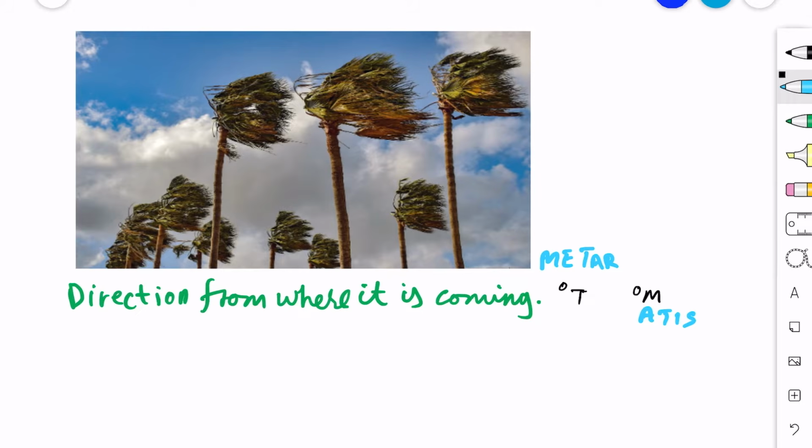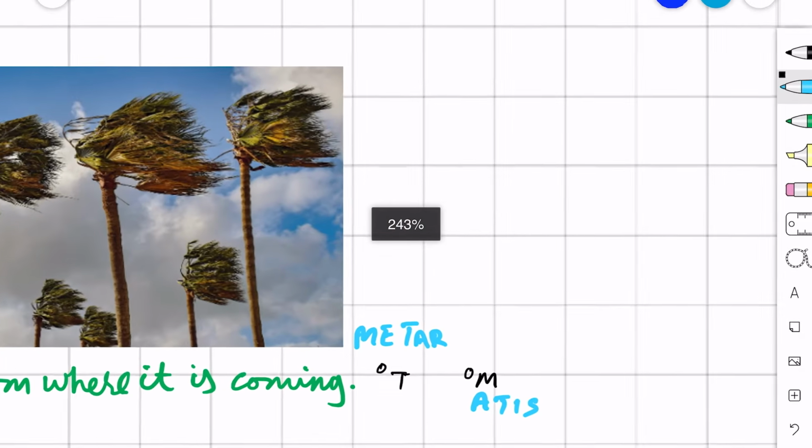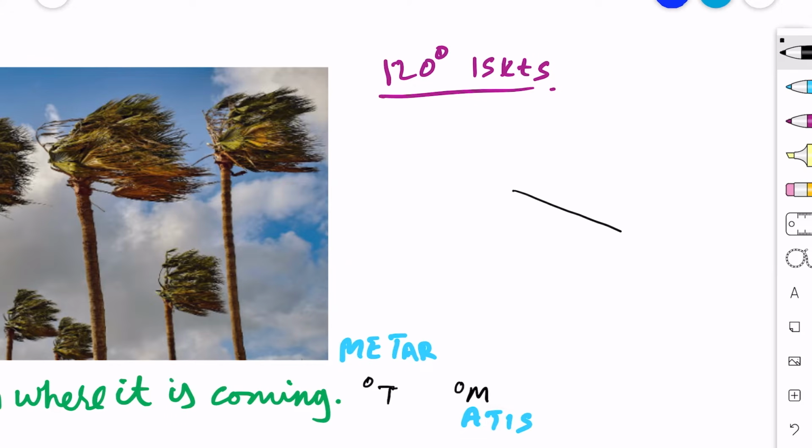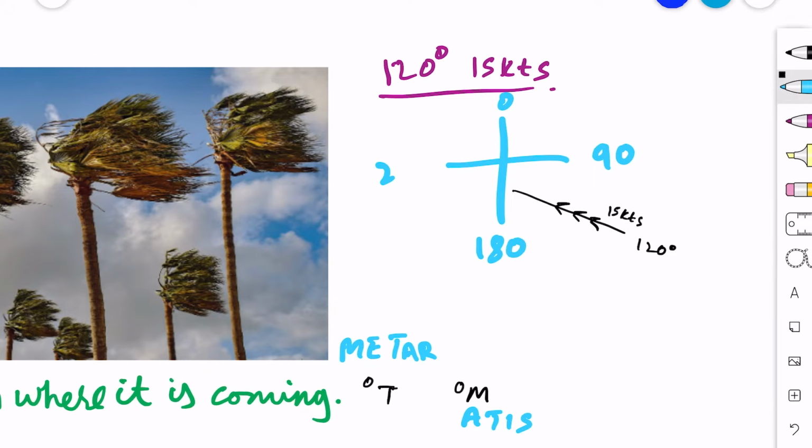Now wind is always expressed as a combination of the wind speed and the wind direction. For example, you're listening to the ATIS and it says that the winds are 120 degrees, 15 knots. What this means is that the wind is coming from 120 degrees and at 15 knots. So 15 knots will be the wind speed and the wind direction will be 120 degrees. So this is 0, this is 90, 180 and 270.